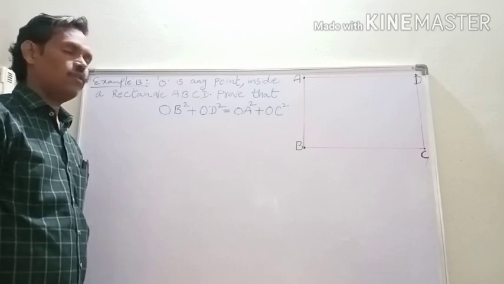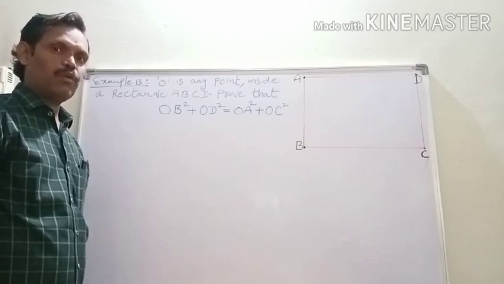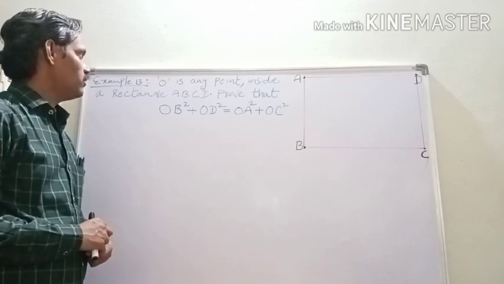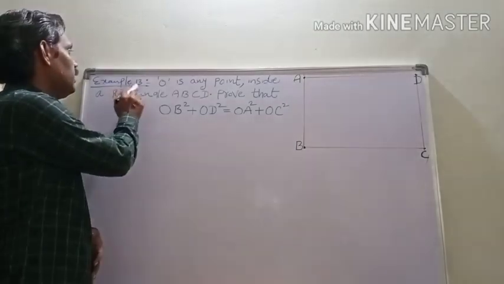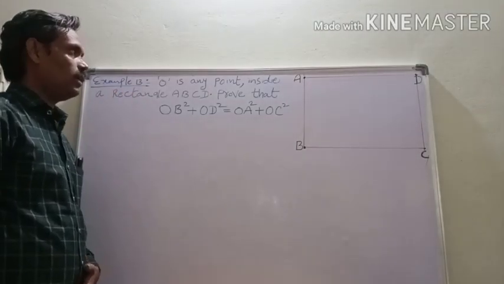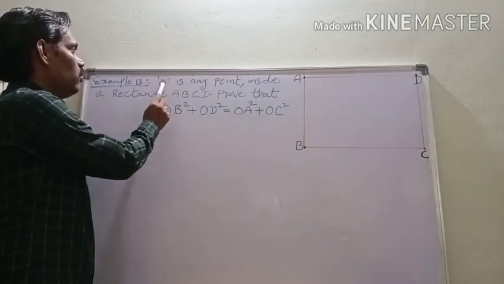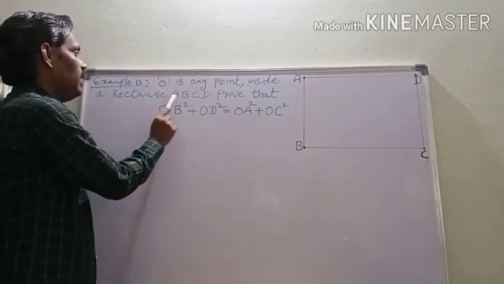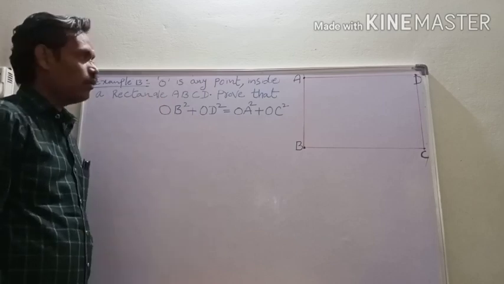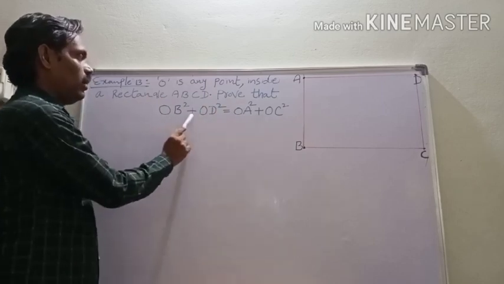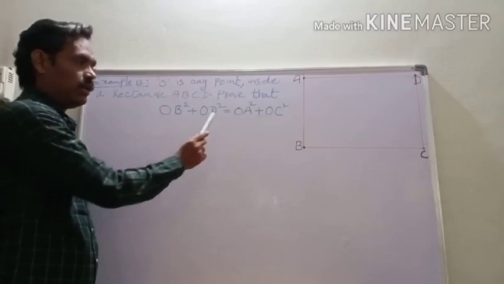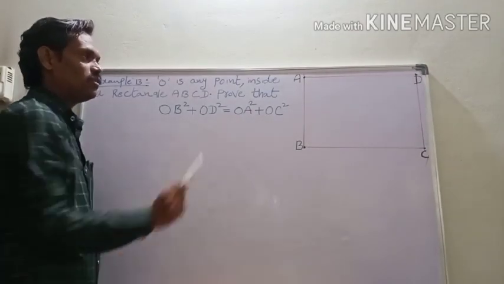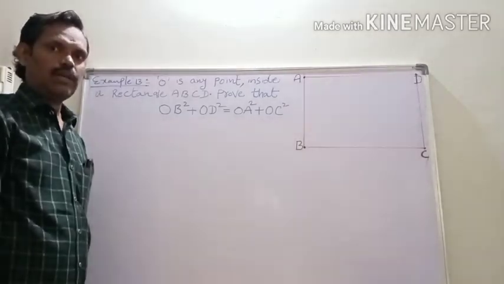In this video, we are going to discuss one more problem in similar triangles. It is example 13 in our textbook. So, what is the problem? Here, O is any point inside a rectangle ABCD. Prove that OB square plus OD square is equal to OA square plus OC square. This is our given sum.